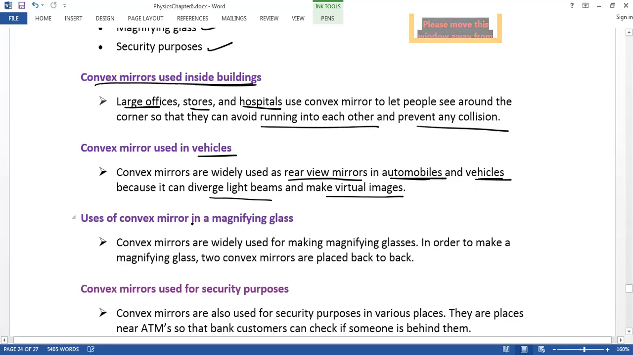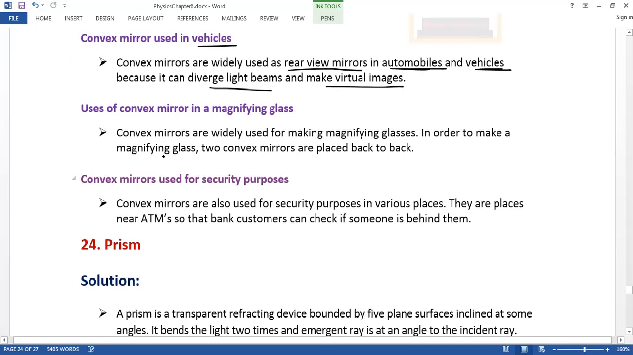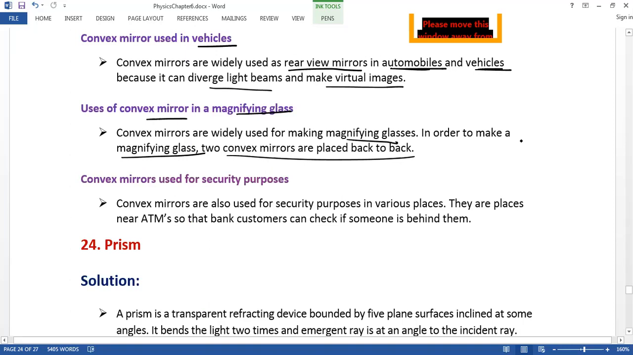Next, the third one is the use of convex mirrors in magnifying glasses. Convex lenses are widely used in magnifying glasses, to see tiny objects in enlarged form. In order to make a magnifying glass, two convex mirrors are placed back to back. For example, like this, the magnifying glass will be there, and one more stick will be attached to it, like this. This will be the magnifying glass.